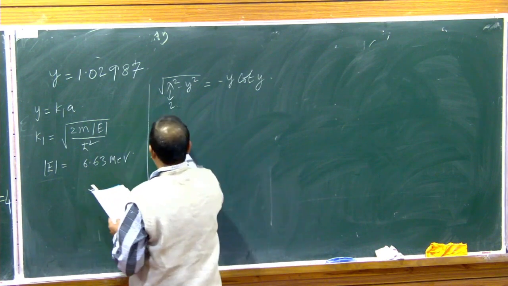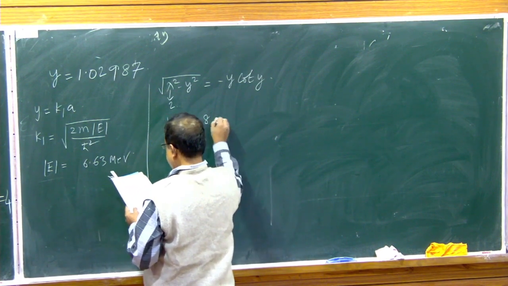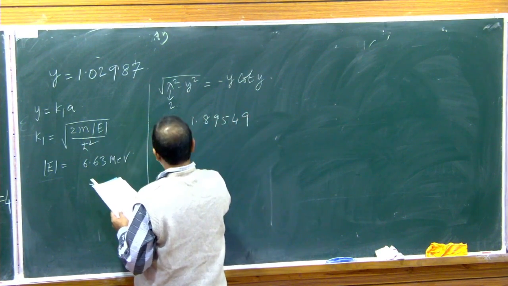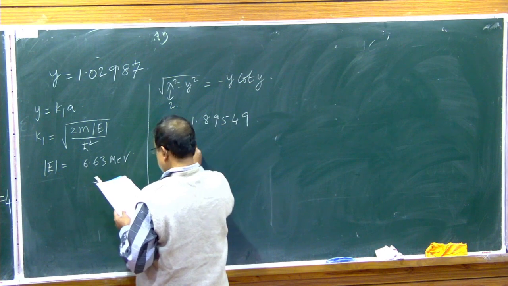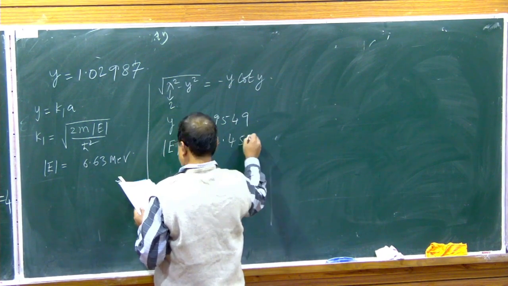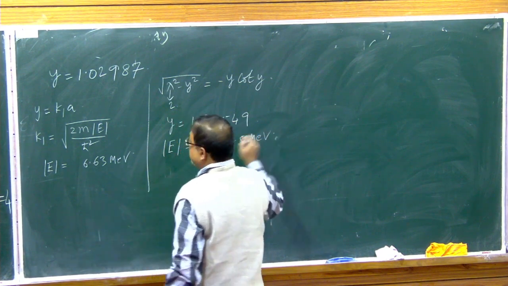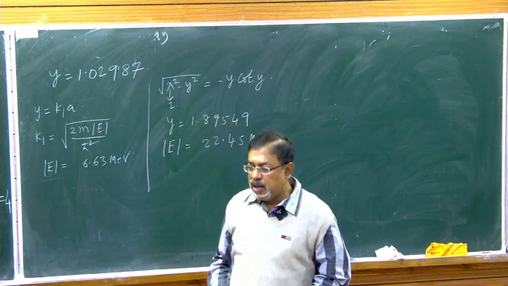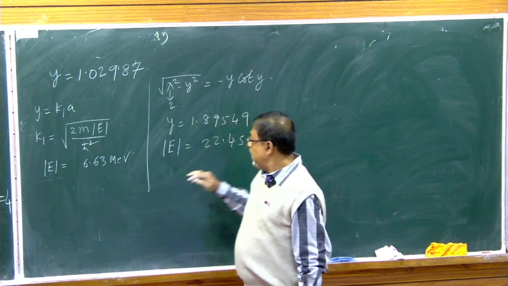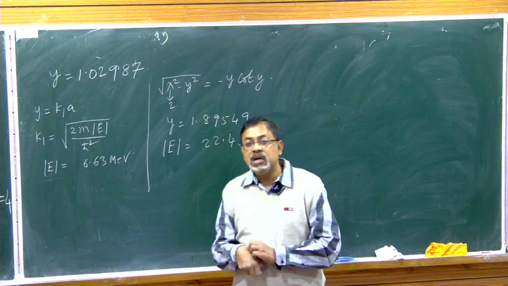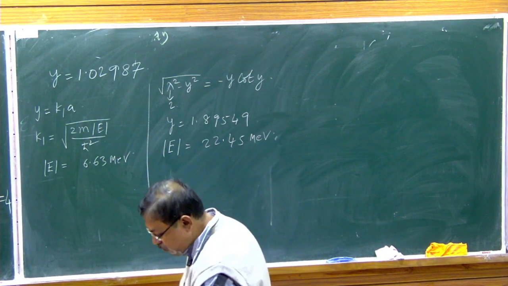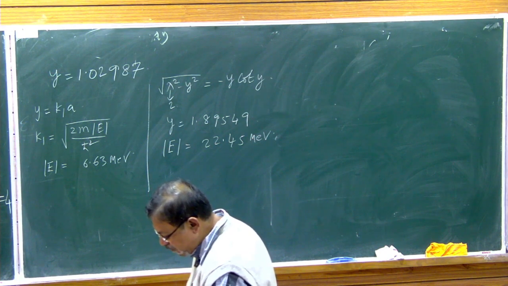Your y will come out to be 1.89549, and this gives you mod of E equal to 22.45 MeV, which means there is one even bound state occurring at 6.63 MeV, and there is an odd bound state occurring at an energy equal to 22.45 MeV, and so on.